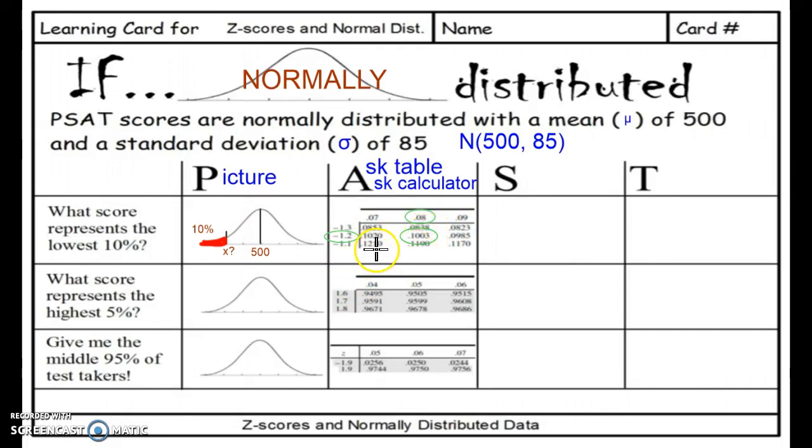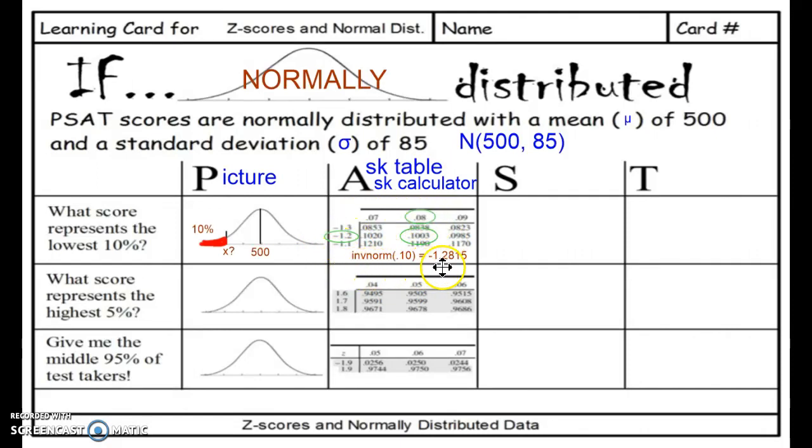Now, if I was using my calculator, I would want to use a different function. I wouldn't have to use this table. The function on the calculator would be inverse norm, and that's in your second VARS or second distribution menu. So inverse norm for 0.10 is going to give me a z-score of negative 1.2815, which is really close to what we have using the table.